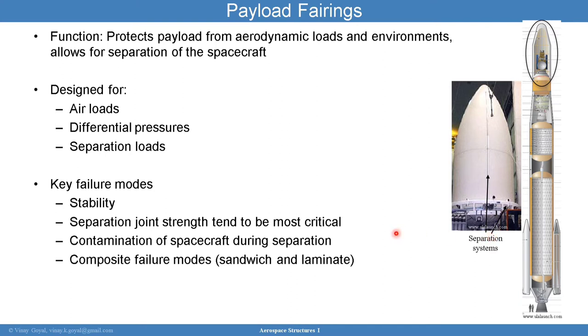Contamination of the spacecraft could occur during separation. That could be a problem. And then you do have, if this structure is made of composites or sandwich or laminated composite, it is going to be exposed to the failure modes that were described earlier, like fiber failure, delamination, and things like that. So when you're designing these structures, you ought to make sure that we're designing for these failure modes, that they have adequate stability and adequate separation joint strength to ensure they have an adequate fairing structure.